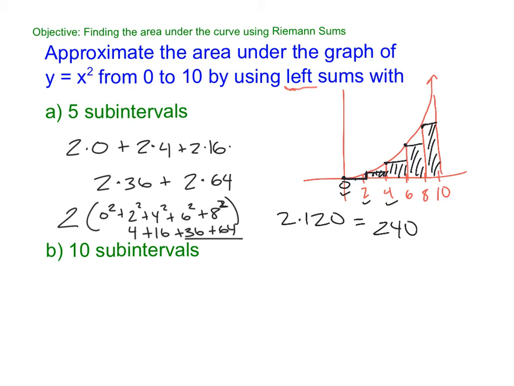And it's an underestimate, right? We have a lot of gaps in that graph, right? So there's all these gaps in here. So now pause and do 10 intervals.